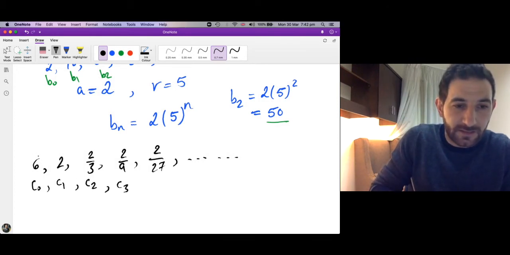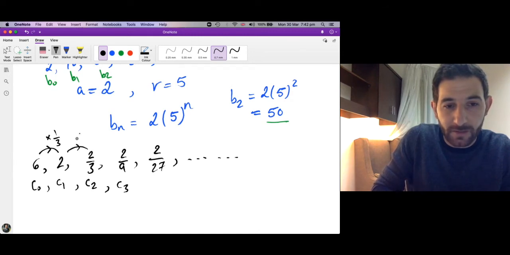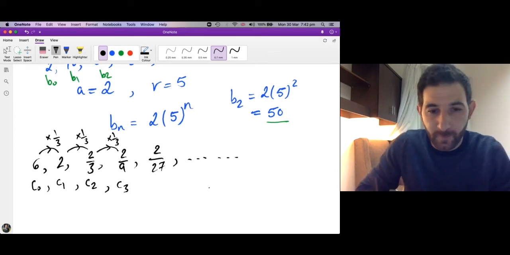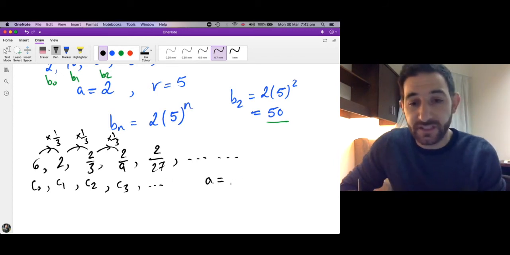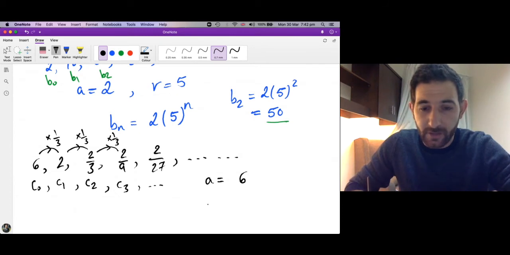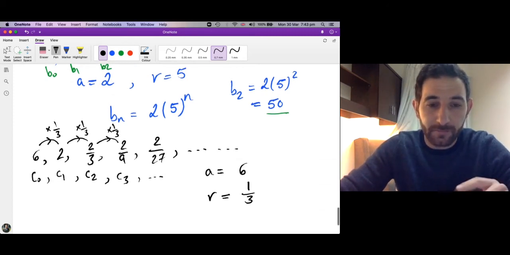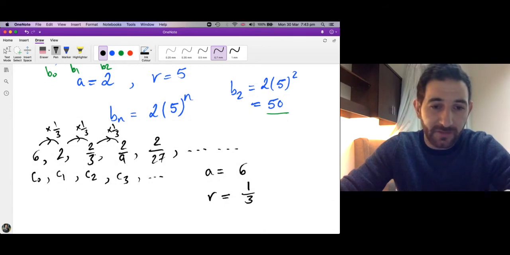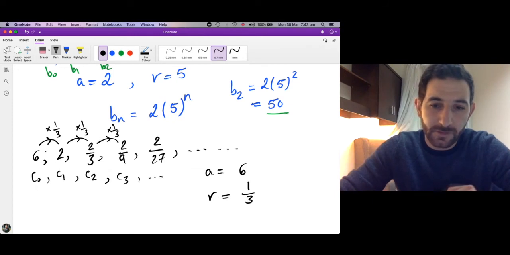So C0 is 6, and then to get 2, we multiply 6 by 1/3. And to get 2/3 from 2, again we multiply by 1/3, we multiply again by 1/3, and so on. This says this is a geometric sequence whose initial term is 6, and common ratio R is 1/3. Okay, so every time we obtain a new term, we obtain it by multiplying the previous term by the common ratio 1/3, and you start with 6.